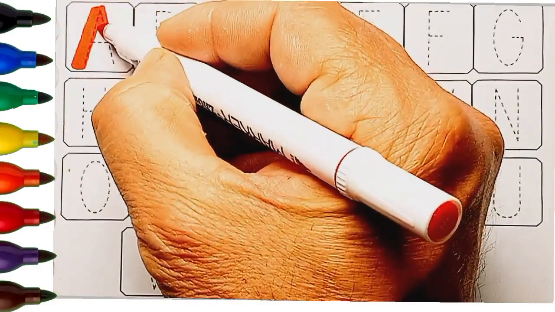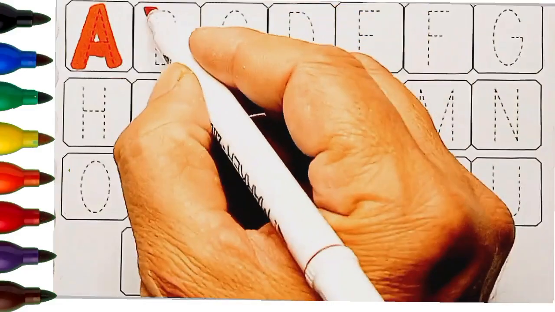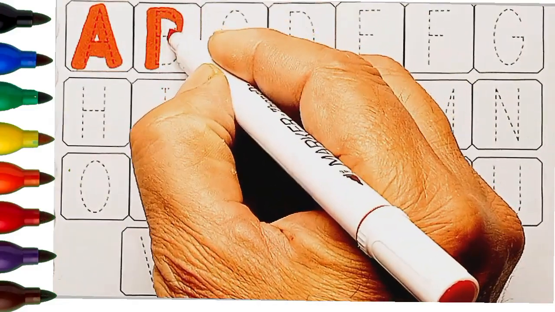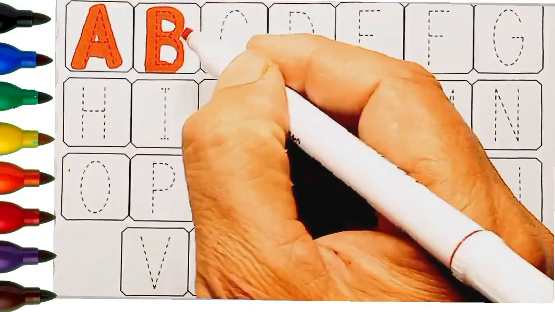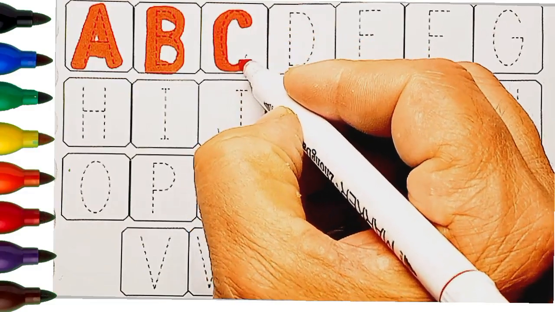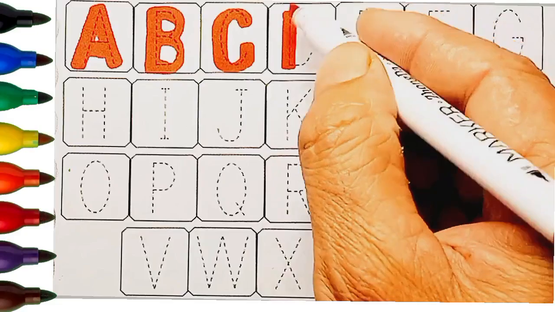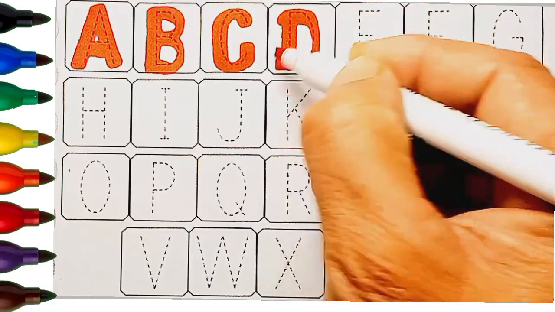A for apple. Red color. B for banana. C for carrot. D for donut.